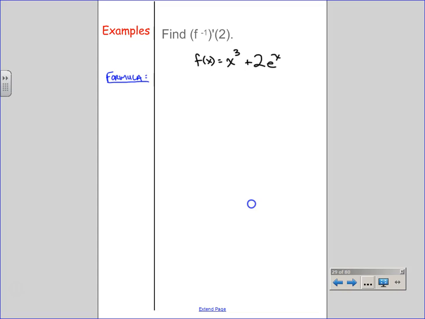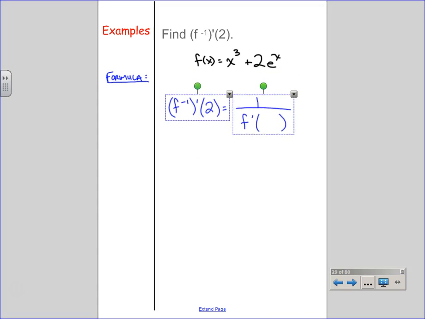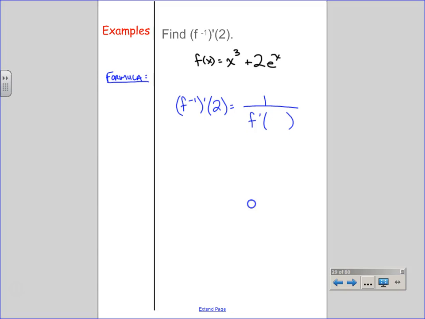are stressing. Don't stress. We know F inverse prime of A is equal to 1 over F prime of not A, which is why we call the A B. So we say F inverse would have the point 2 comma whatever, which means whatever comma 2. What gets plugged in here?